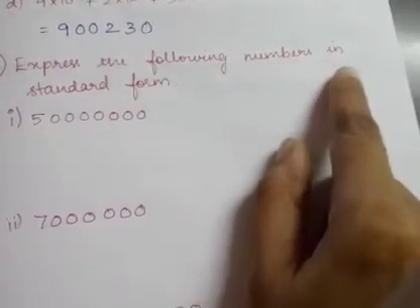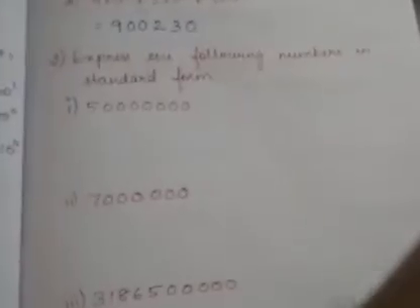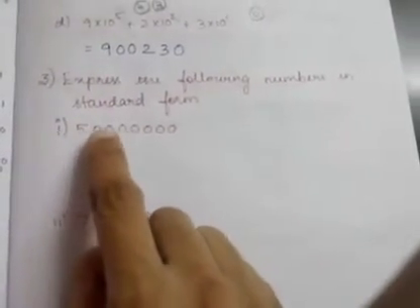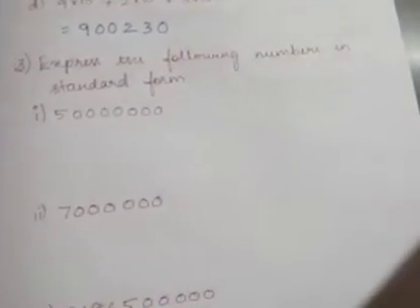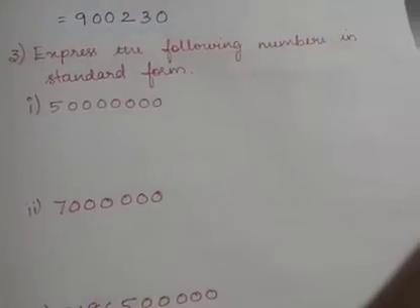Express the following numbers in standard form. I think the standard form is quite easy for you all. So listen, first question. 5, 1, 2, 3, 4, 5, 6, 7. 7 zeros are there. This is your first question. So first, what will you do?